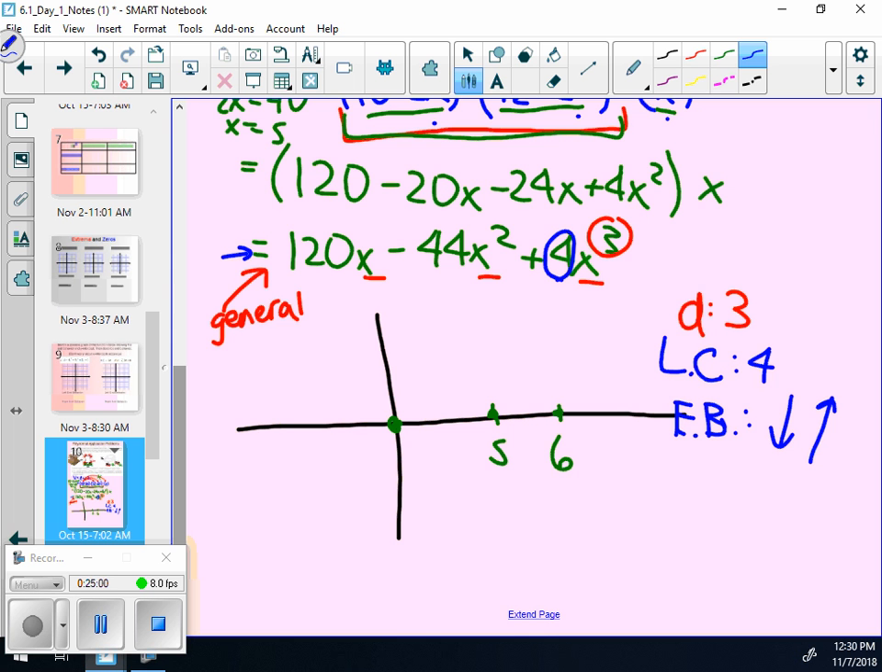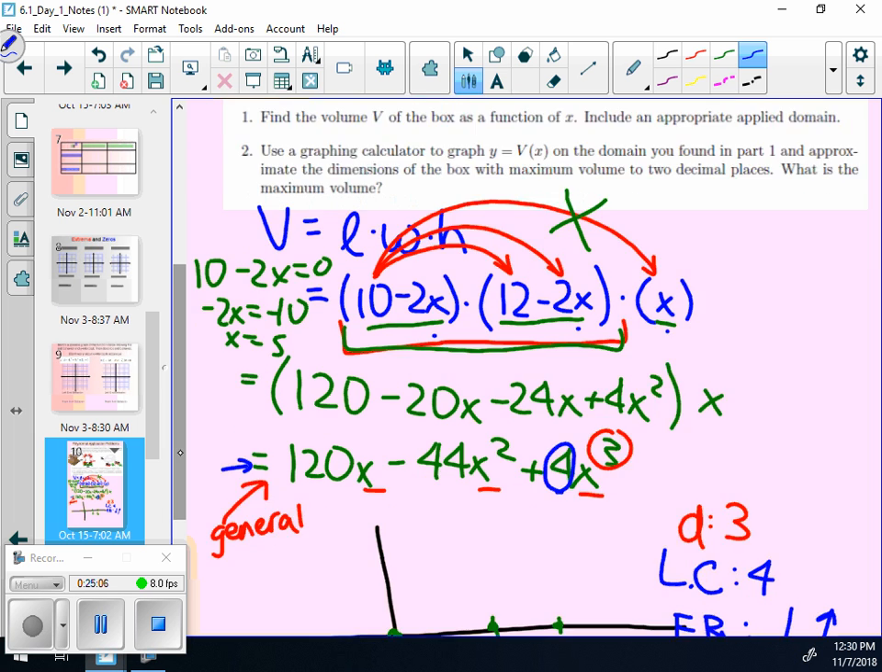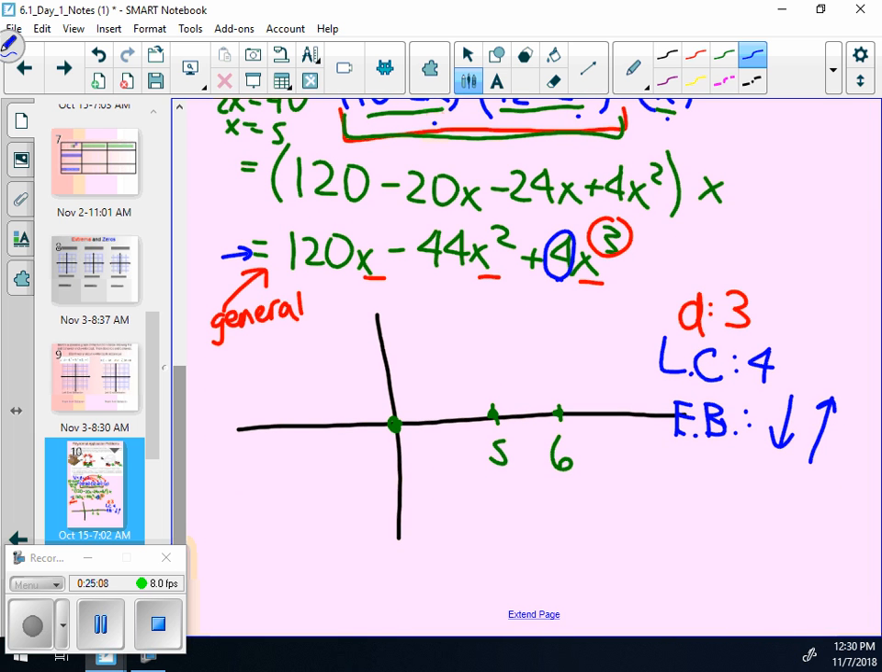Great. Now I have to look at multiplicities. What is the multiplicity for each one of our zeros? They're all 1. So that means that they're all odd. So they all cross. Since our end behavior starts down, that means it crosses through each of our zeros and then ends up.